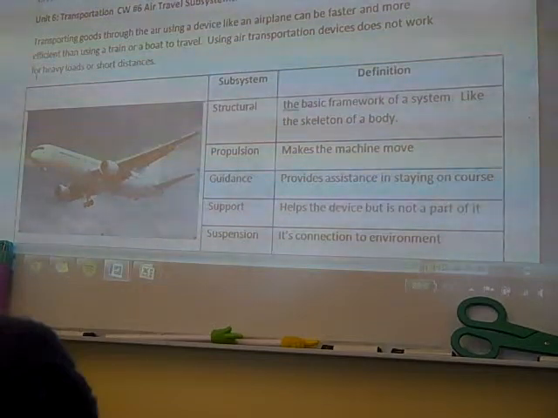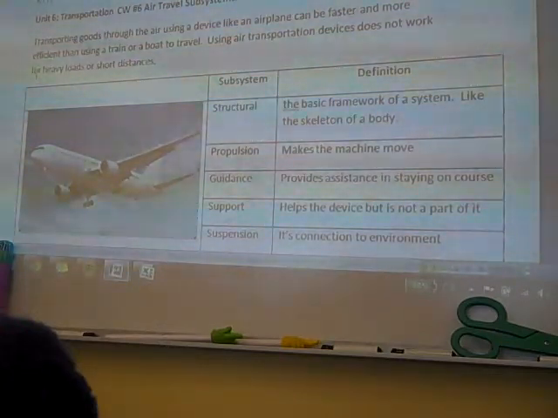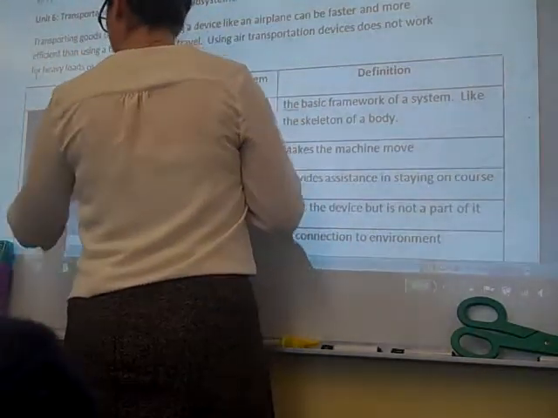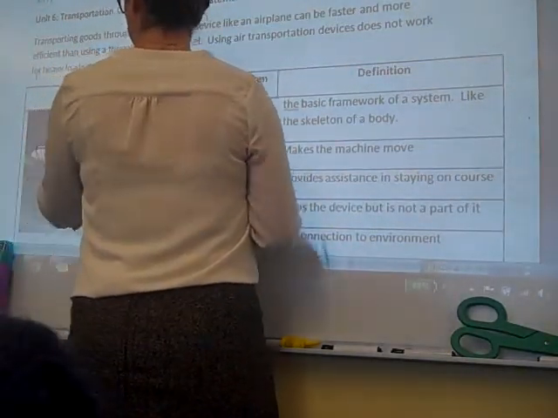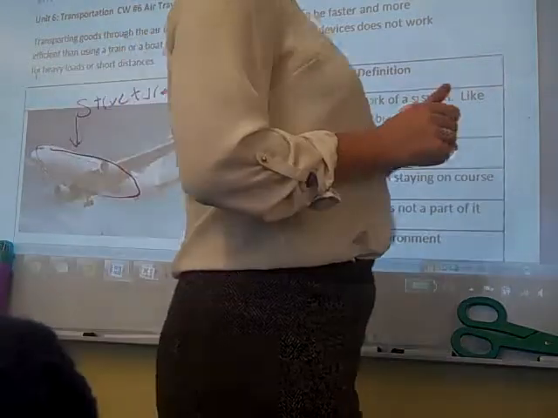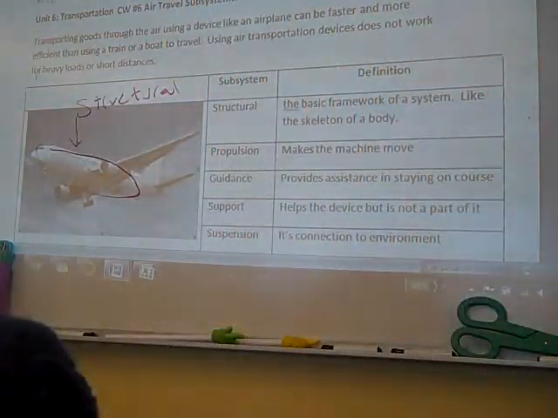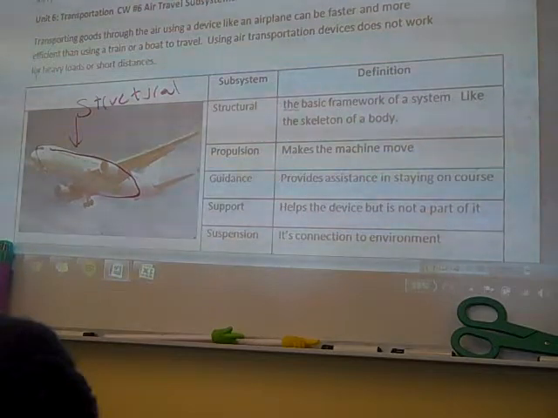Structural. Good. On a plane, what is this structural subsystem? What would you say it is? The frame, or like the cabin. So please write structural, not skeletal. Make sure you're drawing an arrow. You're going to need to identify this kind of stuff on the test. Next one, propulsion. Read the definition. Makes the machine go. Good.